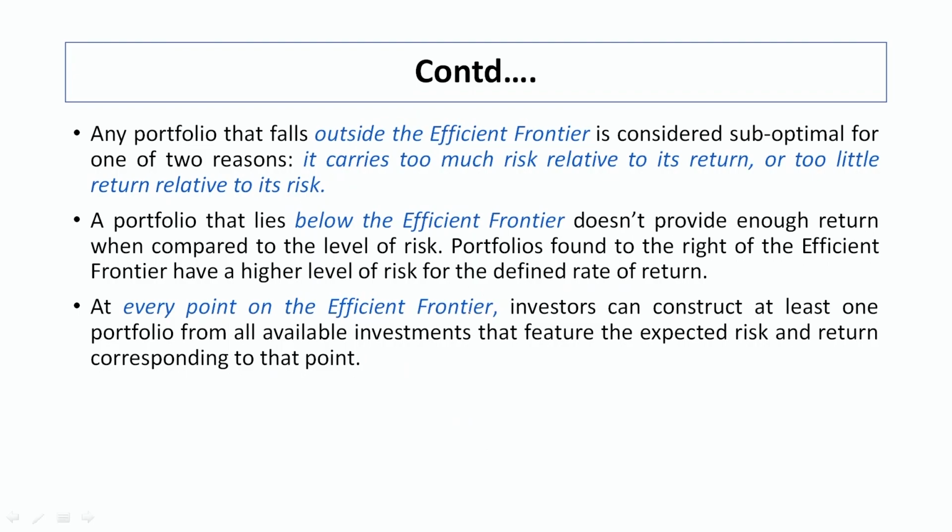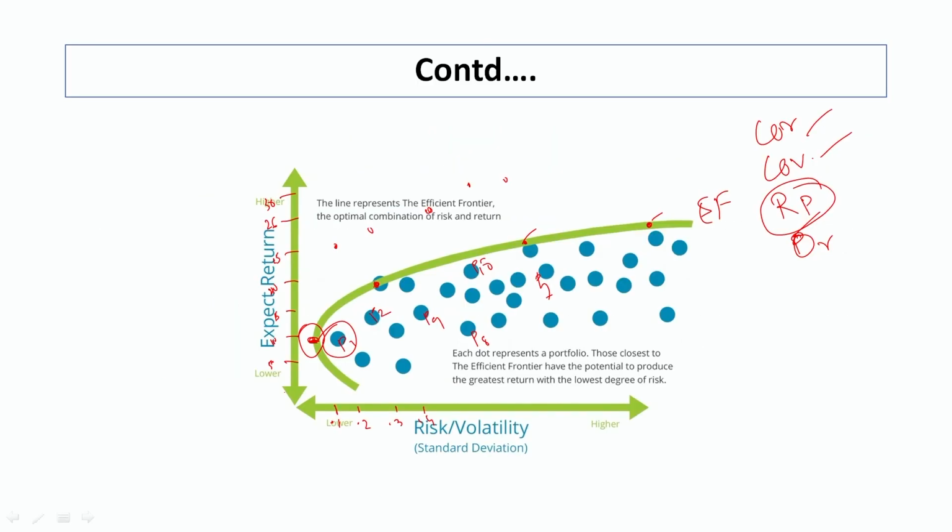So at every point on the efficient frontier, an investor can construct at least one portfolio from all available investments that features the expected risk and expected return corresponding to that point. So you have seen there are many portfolios that have been created by combining only two assets or by combining three assets. It depends upon the investor how he is going to formulate this portfolio. An investor can create a number of portfolios by changing the proportion of individual weights in the portfolio, then plot them on the efficient frontier, draw the efficient frontier line, and check which portfolio is best for the investor.